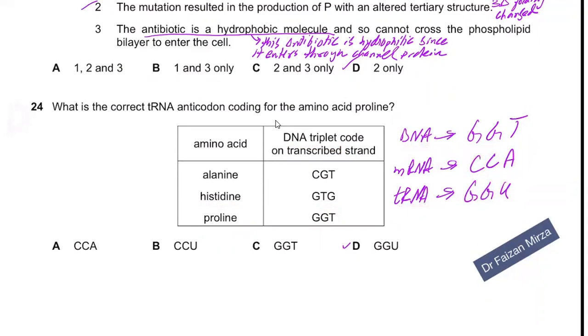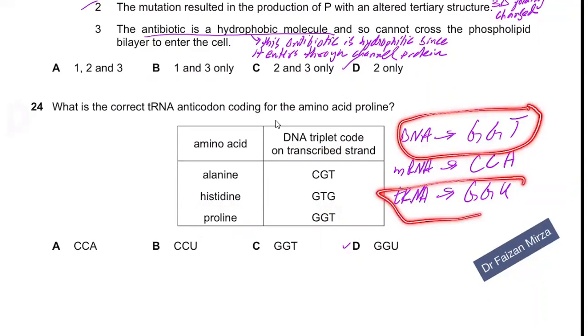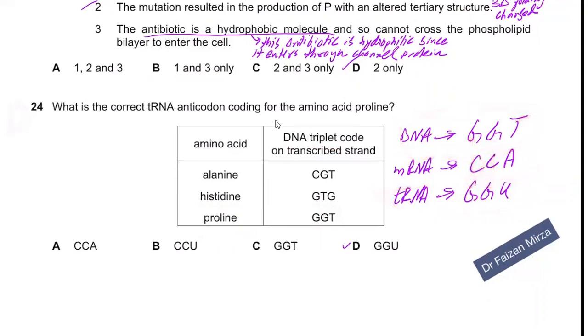A shortcut to keep in mind: if a DNA triplet is shown to you and you are asked for the tRNA anticodon, the DNA triplet will be the same as the tRNA. The only difference will be between thymine and uracil.